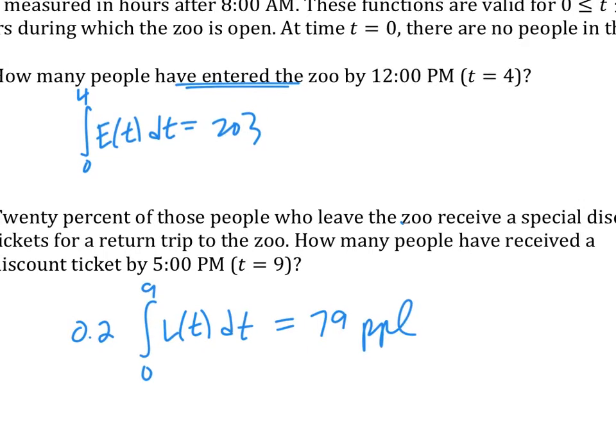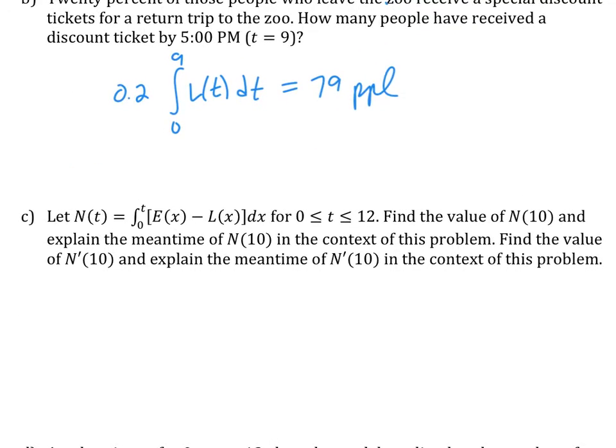Good? Okay, next. Let N of t equal the integral from 0 to t of E of x minus L of x. What does this integral mean? Yes, the amount of people in the zoo at any given time. So people entering minus people leaving is how many people are in the zoo at any given time.